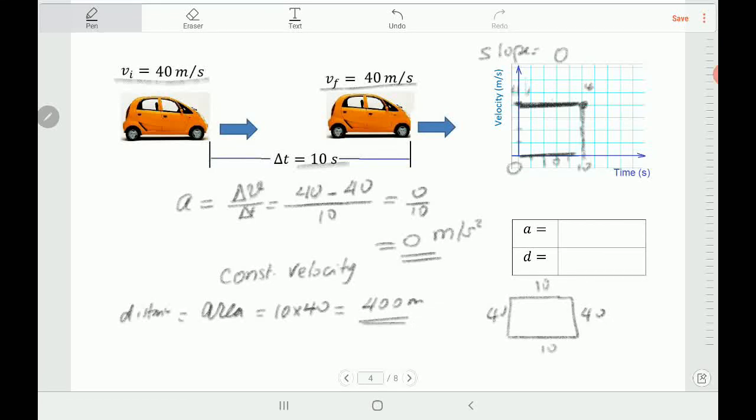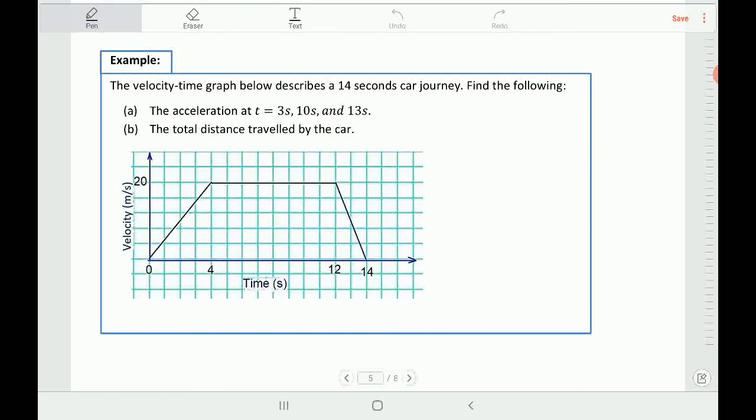Okay, so those are the three basic motions of an object studied with the velocity time graph. I will leave you with this problem as an exercise to solve, but I will give you a hint. In this one, the car is speeding up, accelerating, then moving with constant velocity, and then decelerating. That will be easy to solve. Very direct application.